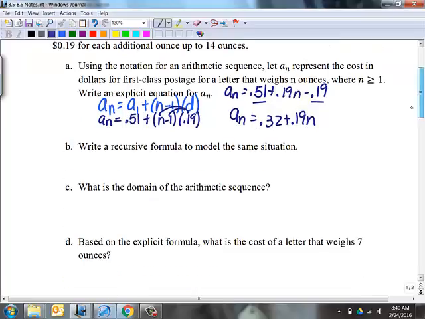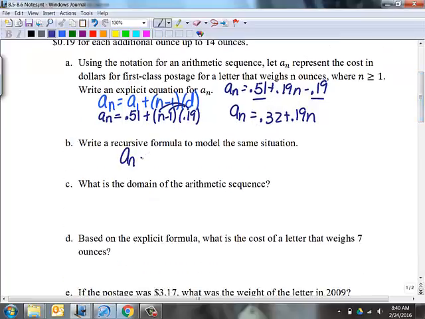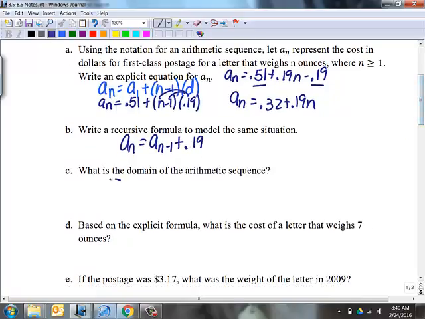Okay, recursive formula. You just take AN, so any term, equals its previous term plus the 19 cents. So any term is equal to its previous term. That's how you say its previous term, A to the N minus 1, plus the 19 cents. Make sense? Okay, domain, they tell you it starts at 1 and it goes only up to 14 ounces. So that's the domain.